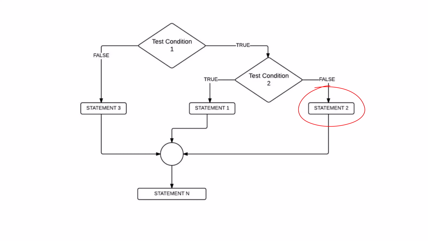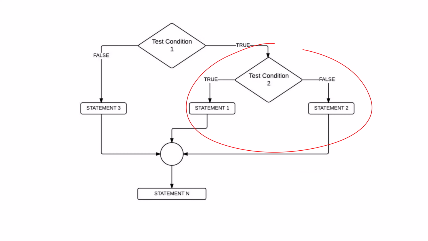And in the above test condition 1, if this test condition 1 is false, then it will go to the else part and it will print the statement 3, and at the end it will meet at one point, and if there is another statement in the program, then that statement will be executed. So this is how you can think. Also, you can think that if the condition is false in test condition 1, then inside this else part we can have an if else condition like the test condition 2.